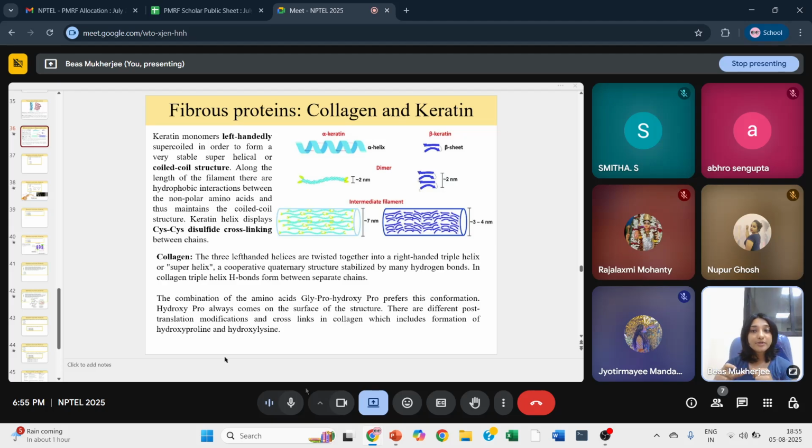Along the length of the filament, there are hydrophobic interactions between the non-polar amino acids, and thus they maintain this coiled structure. Okay, keratin displays disulfide cross-linking.